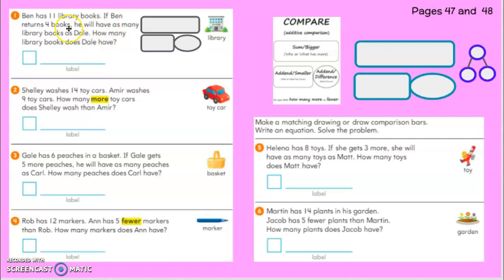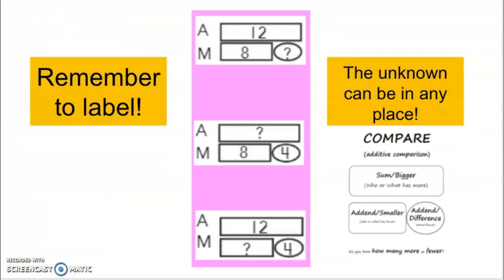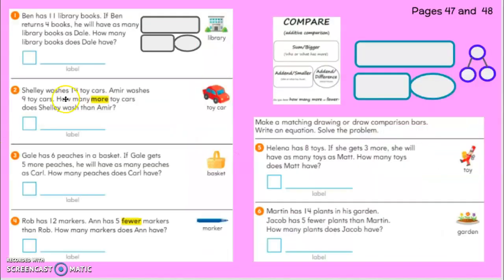So, what makes this a compare problem? Remember, we have to read the whole thing. Ben has 11 library books. If Ben returns 4 books, he will have as many library books as Dale. How many library books does Dale have? Okay, so they're equalizing. They're trying to see how to make them equal. They're not asking how many more or fewer. So Ben has 11 library books. If Ben returns 4 books, he will have as many. So it sounds like Ben has 11, the larger part there.